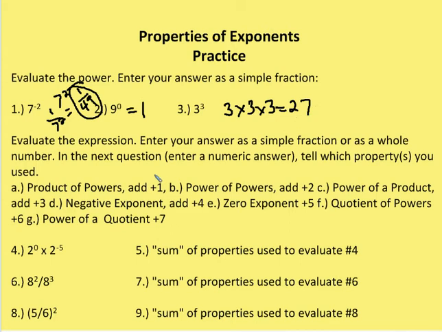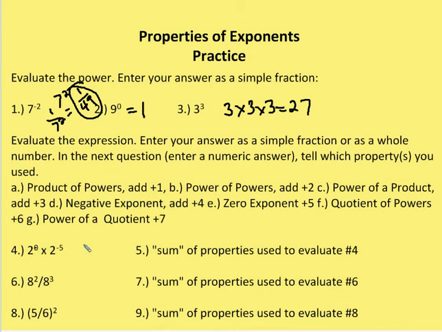Okay. Next, 6 questions. What we're going to do is evaluate the expression and simplify it. We're going to enter our answer as a simple fraction or as a whole number, depending on what happens. And then in the next question, we're going to decide what properties we've used in order to come up with our solution.